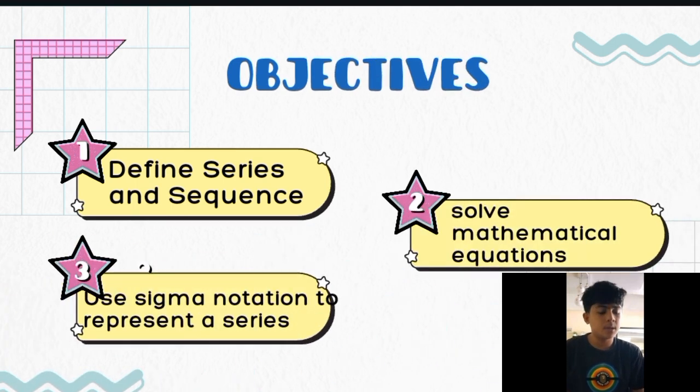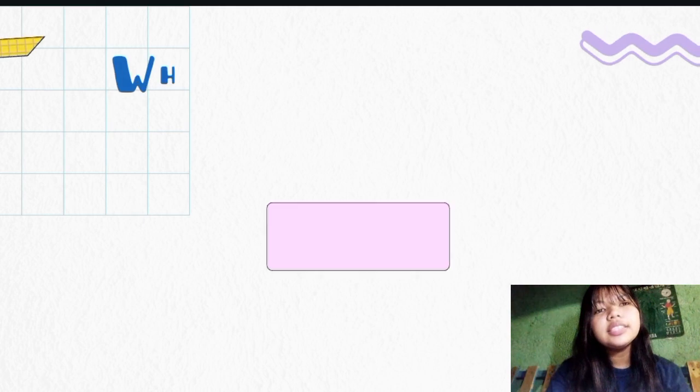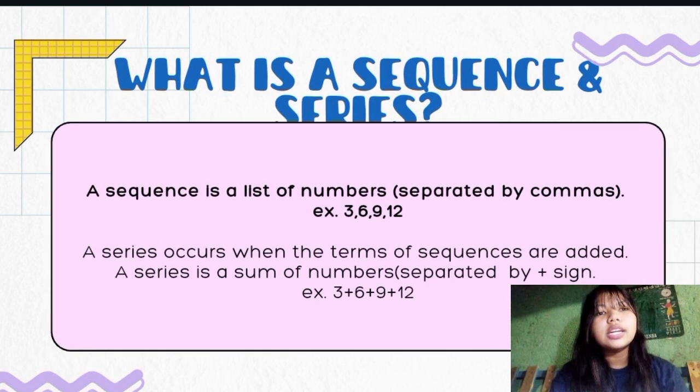Our objectives in our mathematics talk are: first, we're going to identify series and sequence; second, we're going to solve the mathematical equations; and for the last one, we're going to use sigma notation representing a series. A series occurs when the terms of a sequence are added.